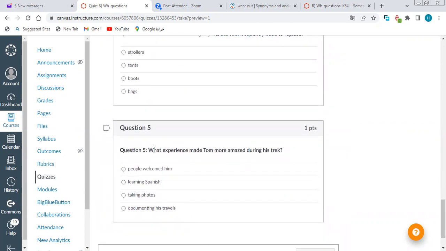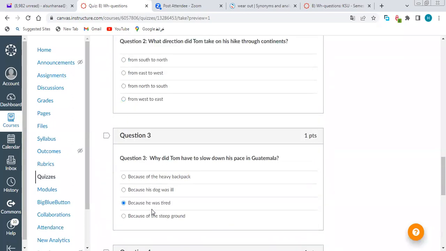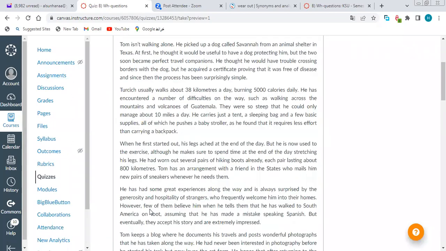Okay. Which experience made Tom more amazed? I mean, what amazed him during his trip? يعني إيه الحاجة اللي هي أدهشته؟ The people welcomed him, learning Spanish, taking photos, or documenting his travels. You can find it in the last two paragraphs.